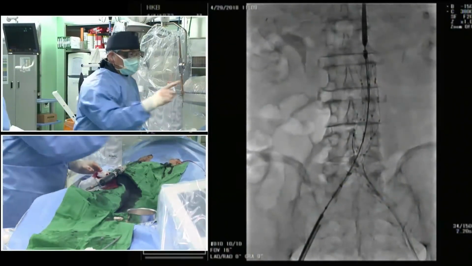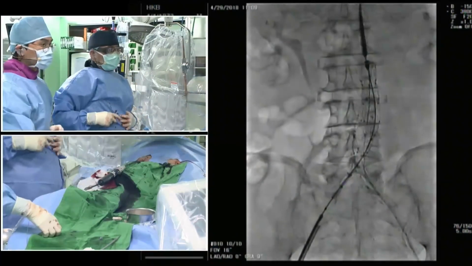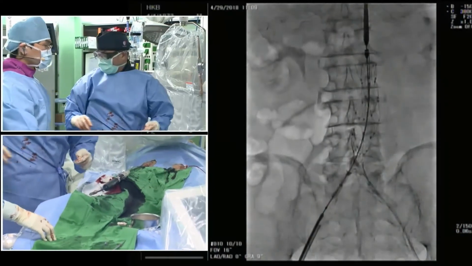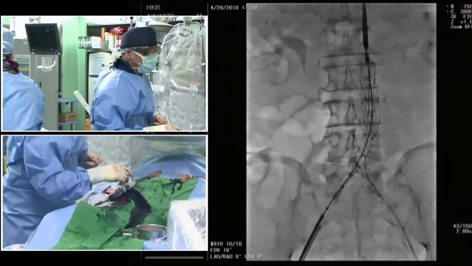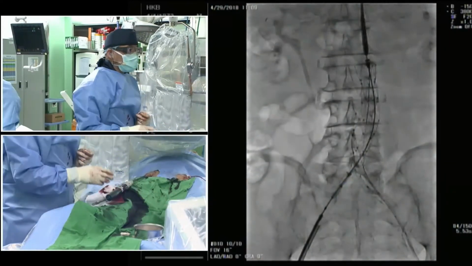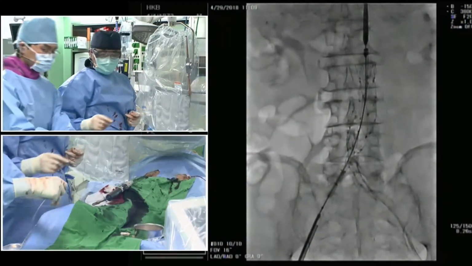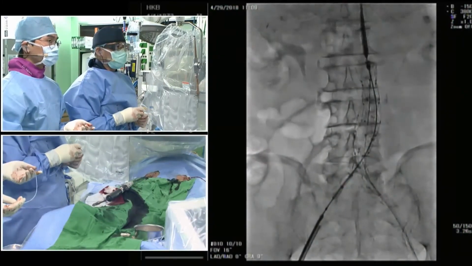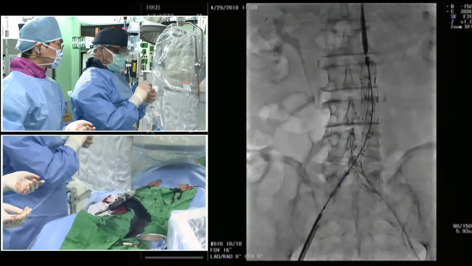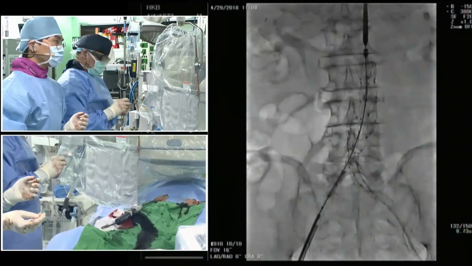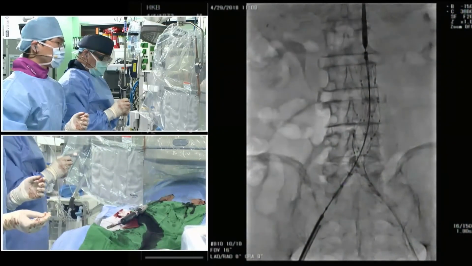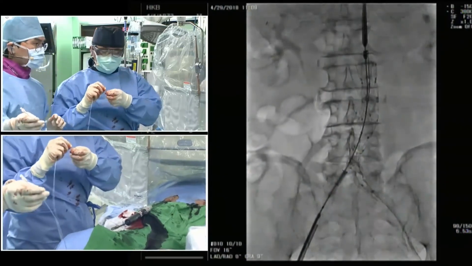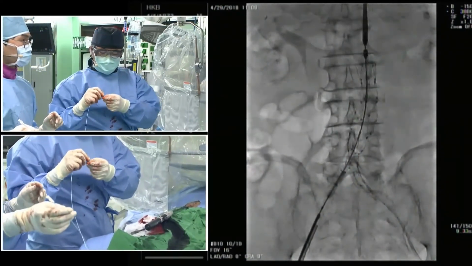So the contralateral side is now deployed. We are going to insert the pigtail to remove the wire in the contralateral side. The connector of the wire is directed in the upward direction, so we use a pigtail catheter to detach the wire from the connector.